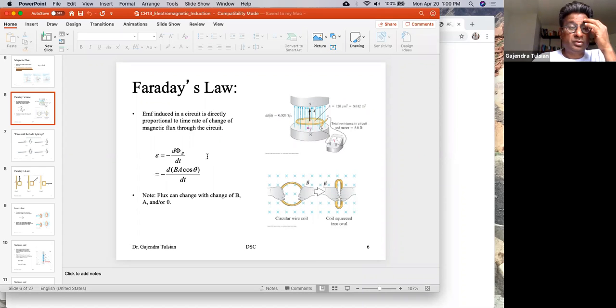Okay, and you saw that we can change the flux one of three ways: either change the strength of the magnetic field or change the area. Here's changing the area, here's changing the strength of the magnetic field. Or it turns out that the easiest thing to do is to change the angle between the area vector and the magnetic field. And that's what we were doing by rotating that loop in the generator.